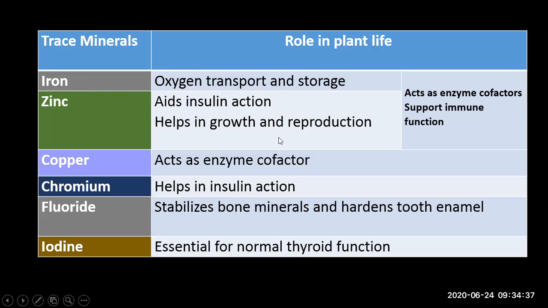It helps in growth and reproduction too. In all the processes of growth, and in reproductive health also, zinc is required. And if we look at the combined function of iron and zinc, we see that they are also involved in the very important function of immunity. Iron and zinc both are involved in immunity, and they are also enzyme cofactors, acting as cofactors for many of the enzymes. So iron and zinc are so important that iron is involved in oxygen transportation and storage, and both of them are involved in immunity too.